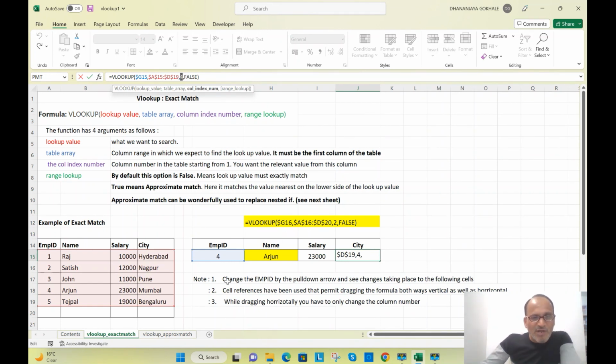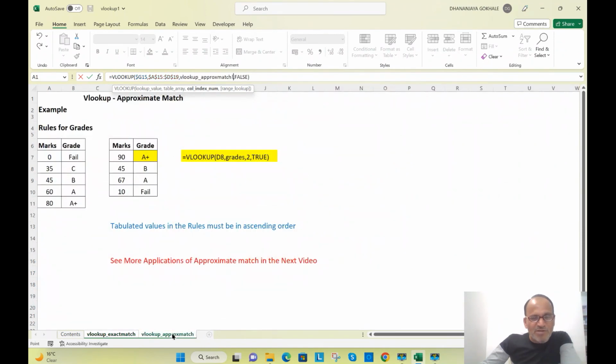That's it. And now time comes for approximate match, right? Now, this is one hell of a good application of approximate match. You must have thought at that time, what is this approximate match? We are looking up for some value. How can you look for a value with approximate match?